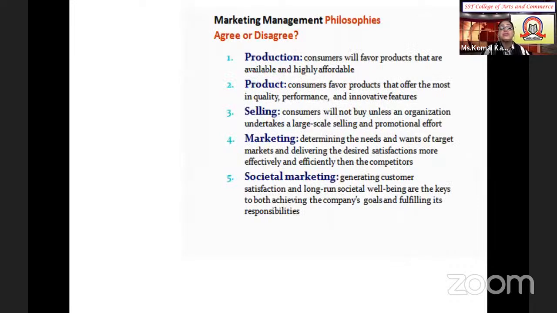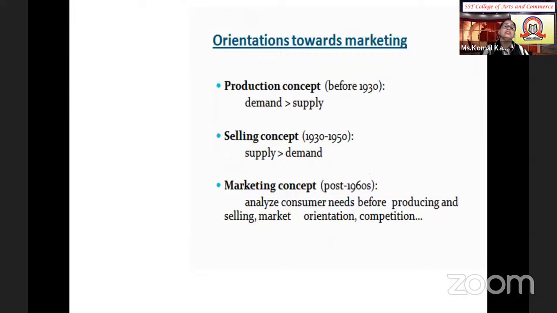Now, marketing management philosophies, agree or disagree. Production, affordable or not, product, selling, marketing, social marketing, everything related to the scale of selling, promotional efforts, affordability, non-affordability, all things are taken into consideration, whether the customers will agree or disagree. Orientations towards marketing. Production concept. Demand was high, then supply, in the 30s. Selling concept evolved after the 30s up to the 50s. Supply was higher, demand was lesser than that. Marketing concept is a concept post 1960s in which the customer was analyzed, their needs were analyzed before producing, selling, or marketing any product.